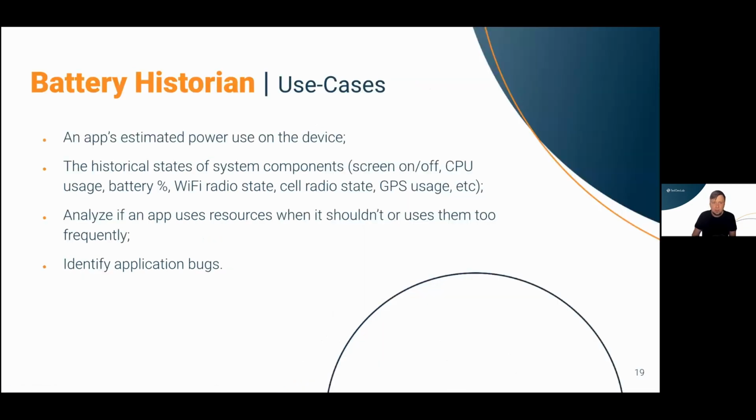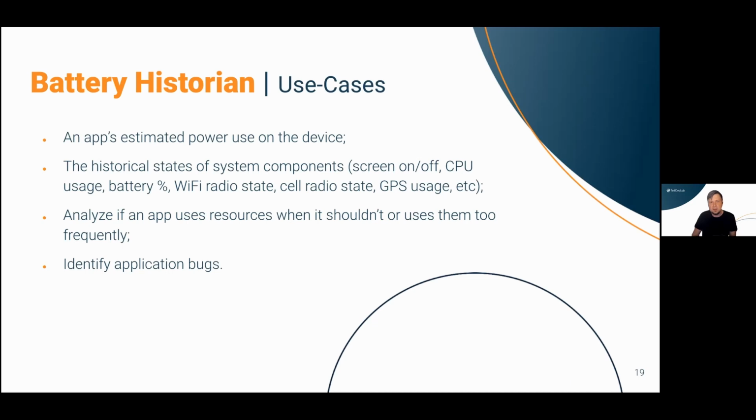Let's cover some use cases that Battery Historian enables. For example, it's able to show an application's estimated power use on the device. So that's for any application. It's able to show the historical states of system components. For example, the screen on-off state, CPU usage, battery percentage, Wi-Fi radio state, mobile radio state and coverage, GPS usage, and so on and so on. So there's lots of data there.